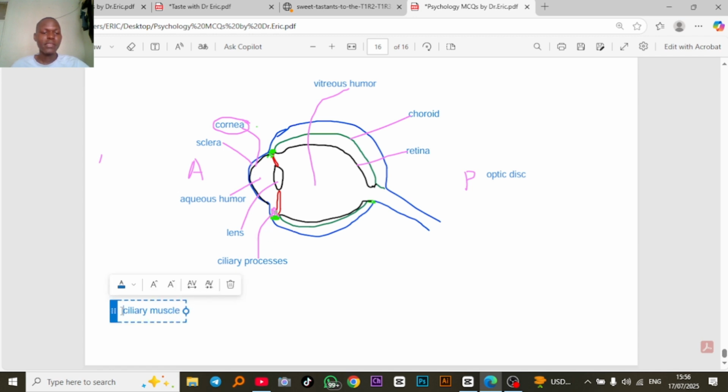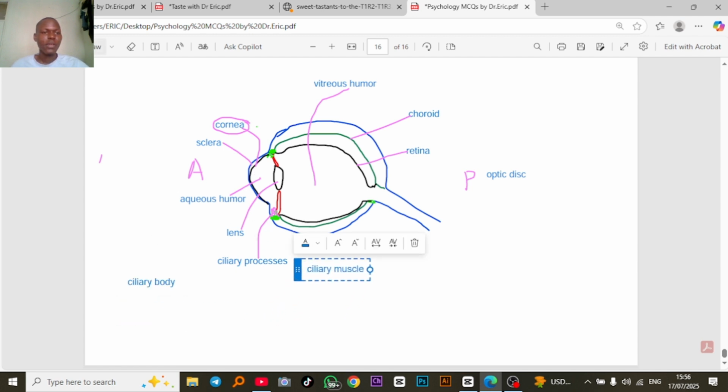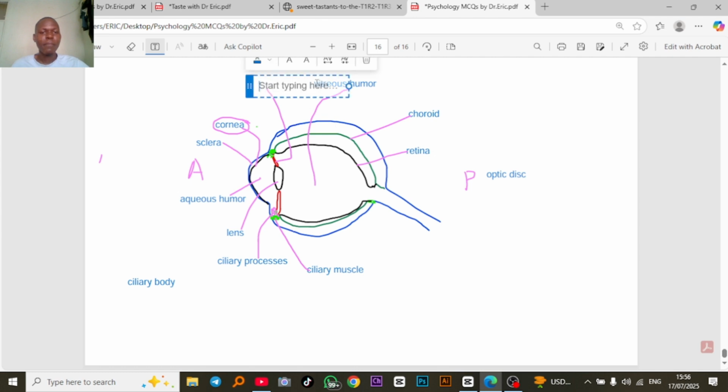Then the other one is the ciliary muscle, which will be this portion here to which we have these red suspensions attached. So what are these red suspensions? The red suspensions here are the suspensory ligaments attached to the ciliary muscle. And what does that indicate? It indicates that the ciliary muscle will directly determine the tension within the suspensory ligaments.